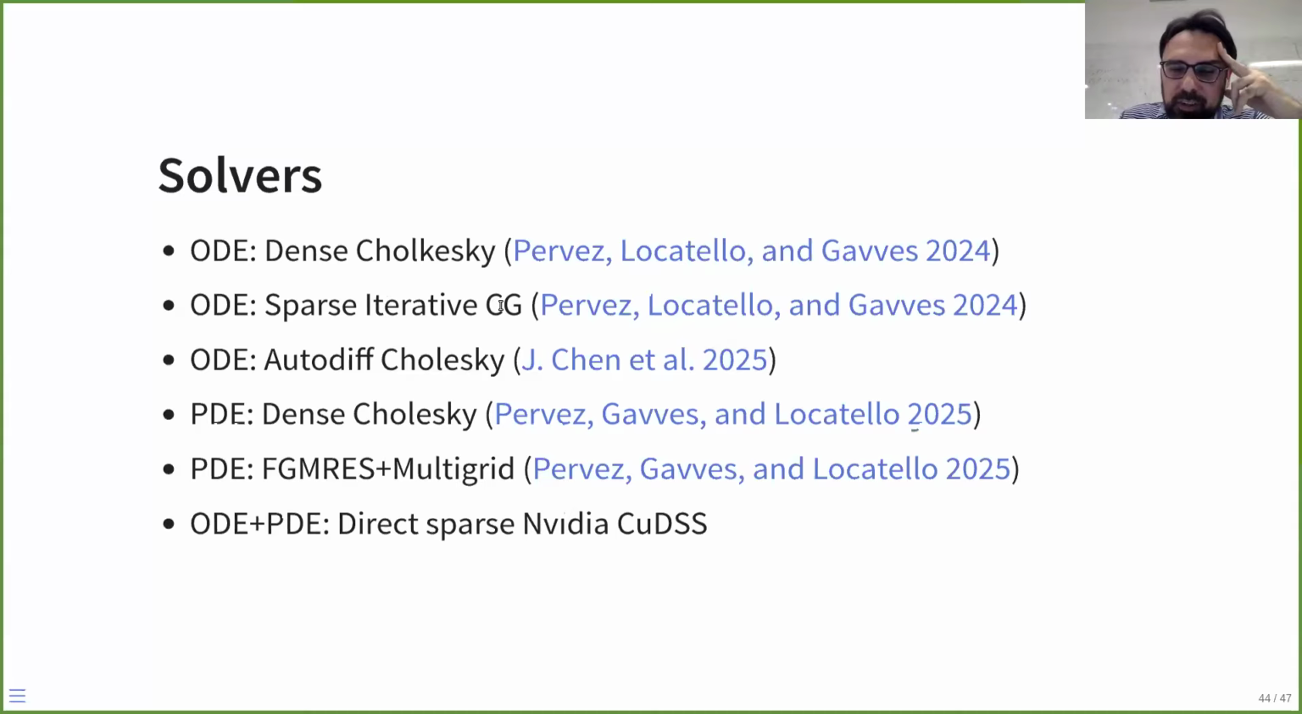It's a bit slow because of that. The autodiff Cholesky, the third one, reformulates the problem into a block diagonal form, so you can do a sequential Cholesky of the blocks. You don't have to worry about sparsity in this case, and so you can do this in auto differentiation. For PDEs, for 1D problems, you can use dense Cholesky. It sort of works. For 2D problems, it doesn't work because it's too big.